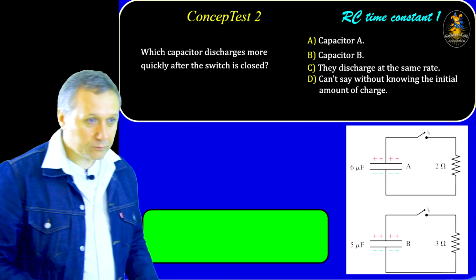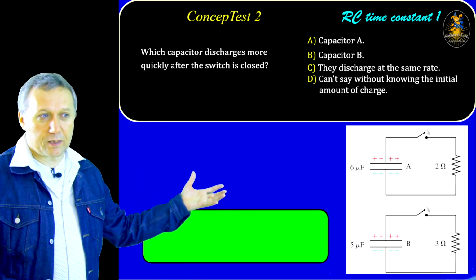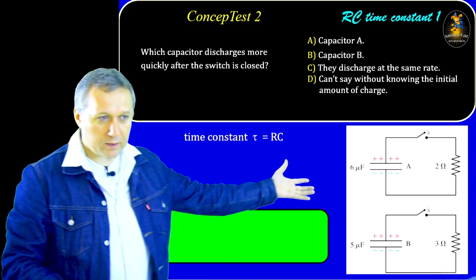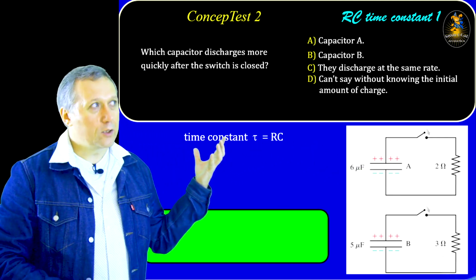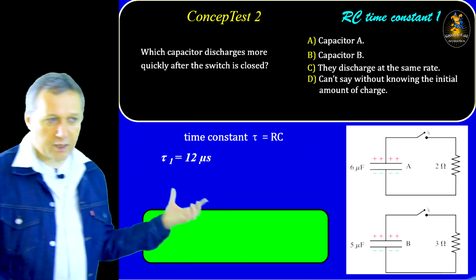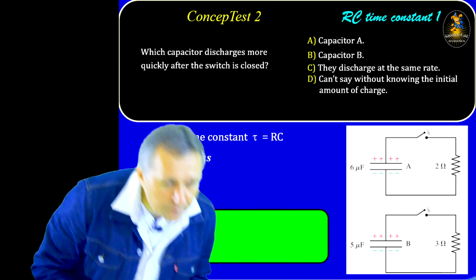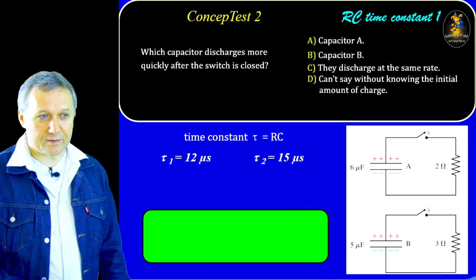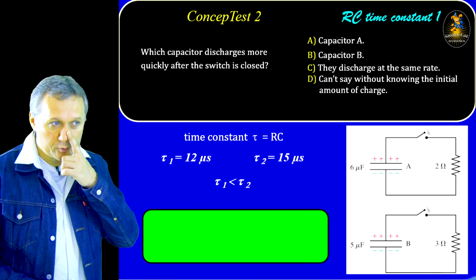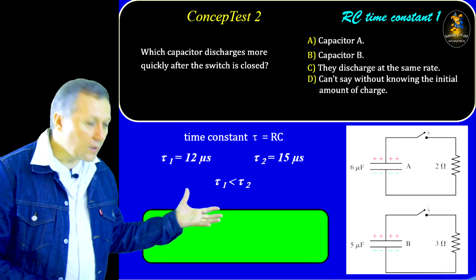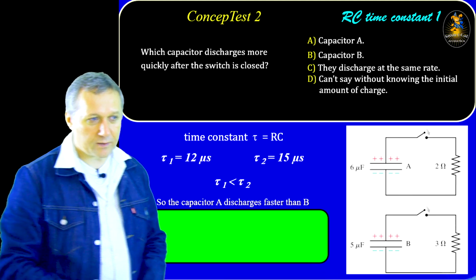Okay, so now let's see. In case A, the RC time constant is a product of resistance and capacitance. So in the first case, 6 microfarad times 2 ohms, so that will be 12 microseconds. Tau 1, 12 microseconds. In the second, 5 microfarad times 3 ohms, so 15 microseconds. So obviously, the first time constant is smaller than the second one. Of course, it means that circuit A, capacitor A, in this case, discharges faster.